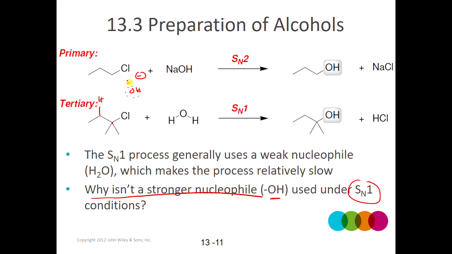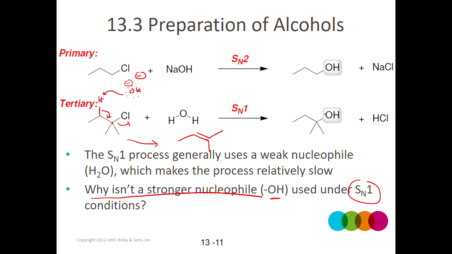So because it's unstable though, it would immediately attack or be much more likely to collide and attack at the beta position. Once that rotates anti-periplanar to the leaving group, it would kick the leaving group out. And so that would give an alkene side product. That would be the major product.